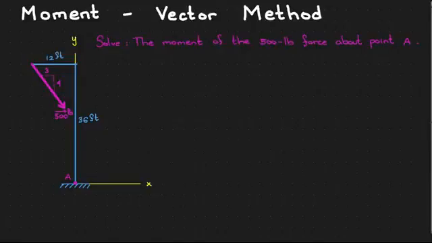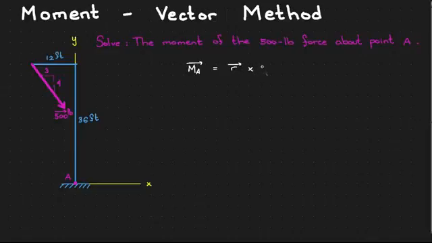There is only one vector method in solving for the moment of a force about a point. This is still the exact same problem as in the previous 3 lectures. Solve for the moment of the 500-pound force about point A. If you recall the definition of moment about a point, it is by definition equal to r crossed with F.